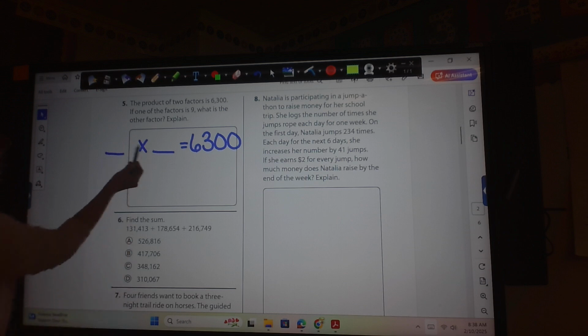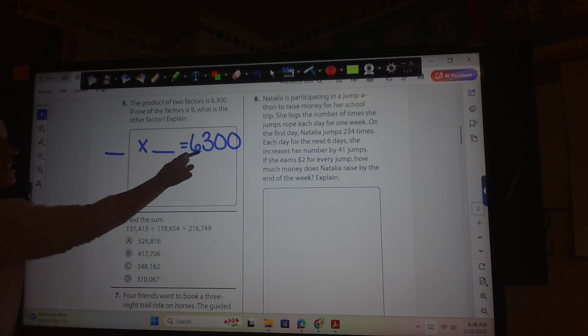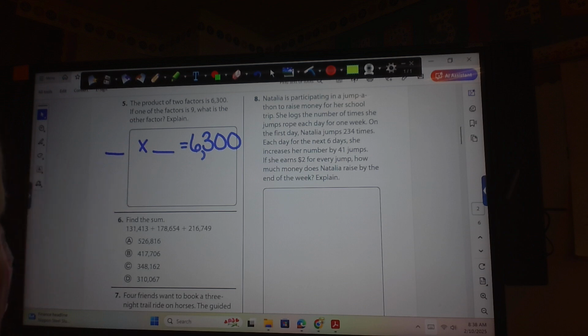Okay, so the product of two factors is 6,300. That's all we know from that first sentence, right? If one of the factors is 9, what is the other factor? Oliver, what should I do right now? What information did I just get?